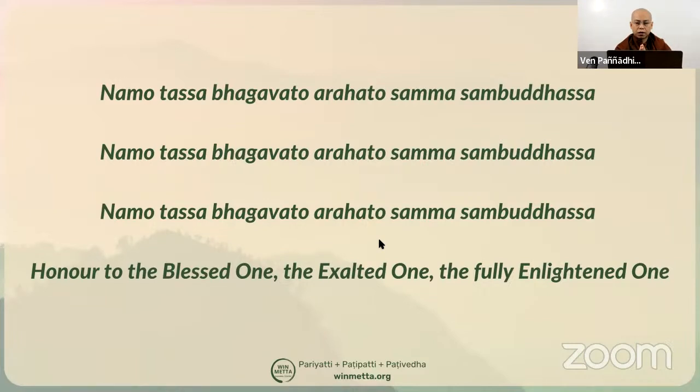Namo Tassa Bhagavato Arahato Samma Sambuddhassa.